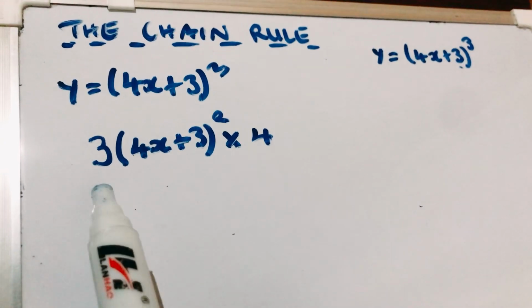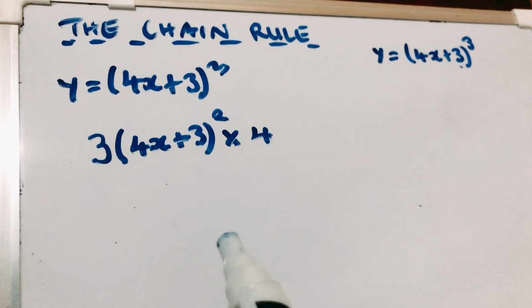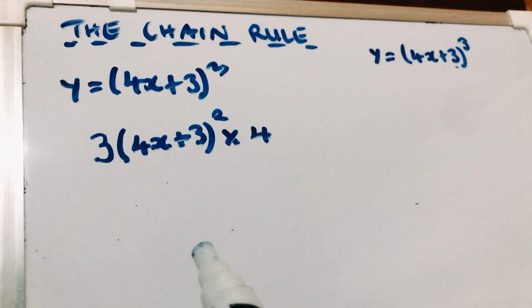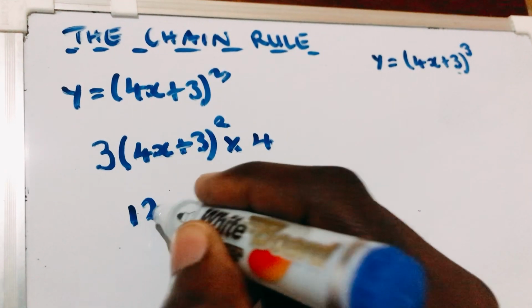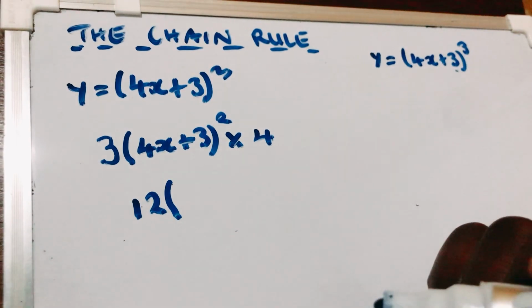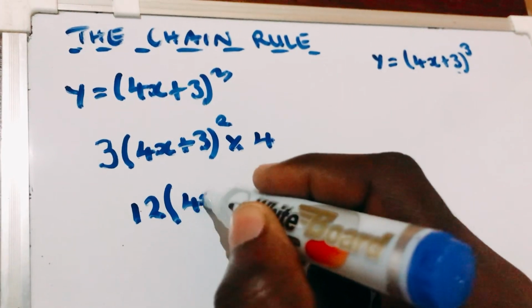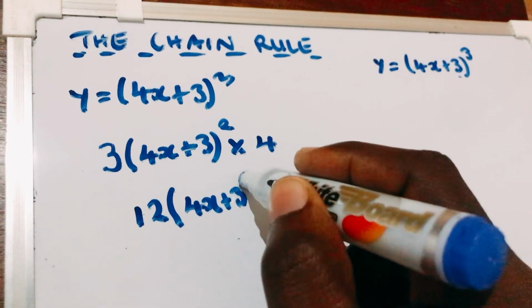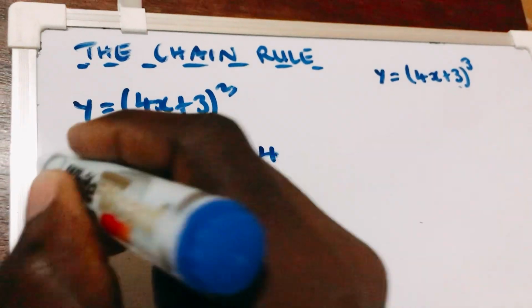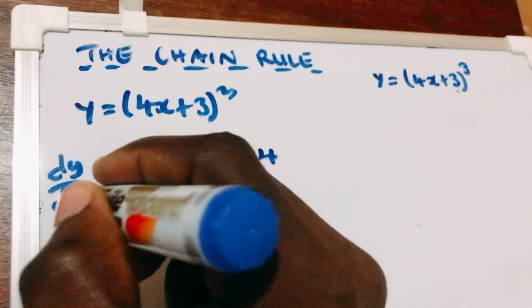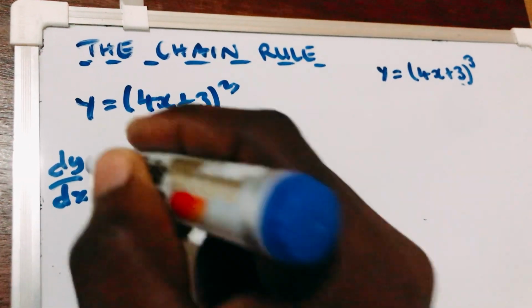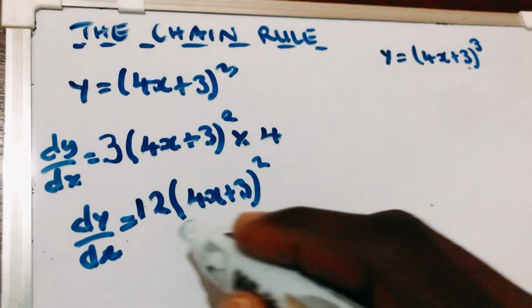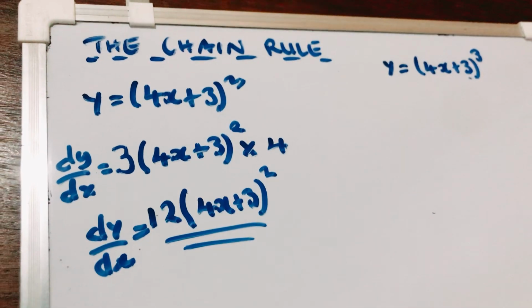And then at this point, you multiply what is outside, the 3 and the 4. So this becomes 12, open bracket, 4x plus 3 raised to the power 2. You have to keep writing dy dx. That's a bad habit if you don't do that. Let's go to this, shows us what we're doing. And then this is your final solution over here.